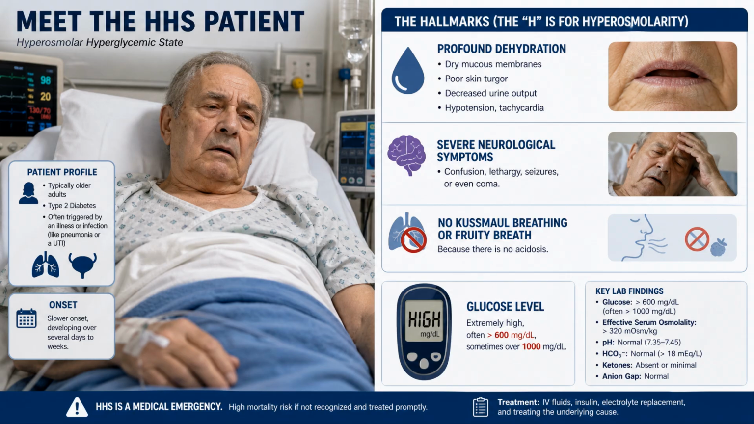The HHS patient profile is very different. This is typically an older adult with type 2 diabetes, and the condition is often triggered by an underlying illness like a UTI or pneumonia. The onset is slow and insidious, developing over days or even weeks. The hallmarks here are related to the HH for hyperosmolarity. These patients have profound dehydration and, most classically, severe neurological symptoms. Think confusion, lethargy, or even a coma. You will not see Kussmaul breathing because there is no acidosis. Their glucose is extremely high, almost always over 600.